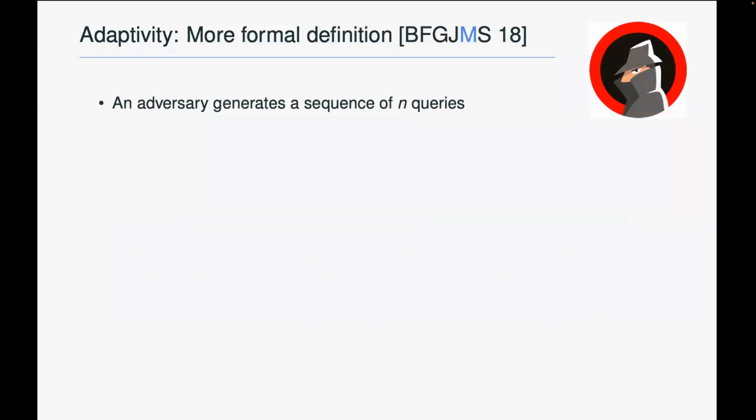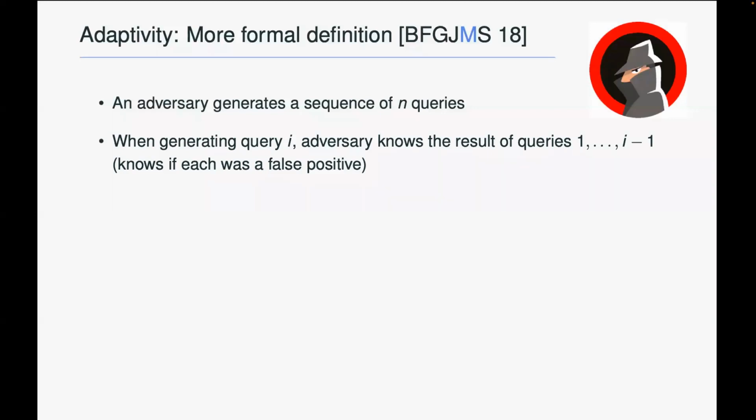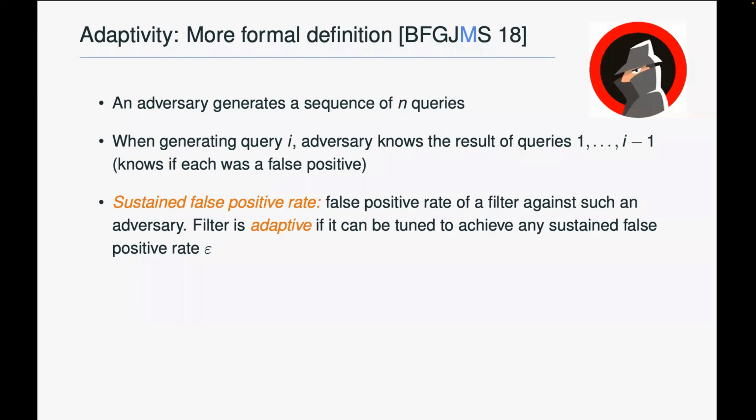So here's a more formal definition of adaptivity and an adversary. I'm going to have an adversary generate a sequence of n queries. When generating query i, the adversary knows the result of queries 1 through i minus 1. So it knows if each one of these queries was a false positive. The adversary also knows our data structure and how it works, but the adversary doesn't have access to our randomness. In particular, the adversary doesn't know our hash function. The adversary has access to everything else, all previous queries and the results and how our data structure works.